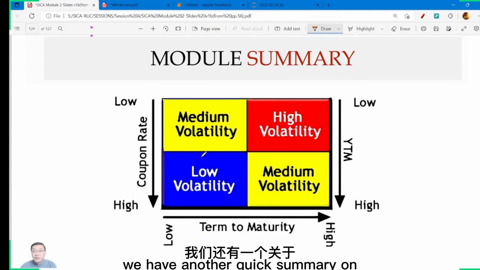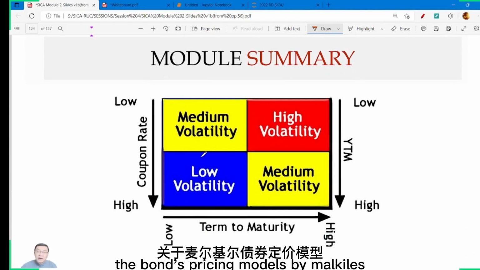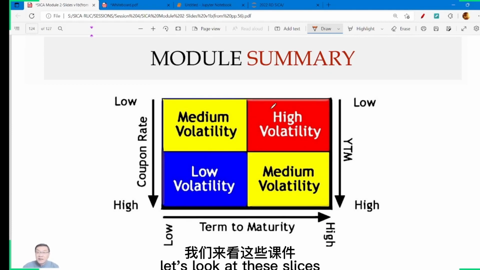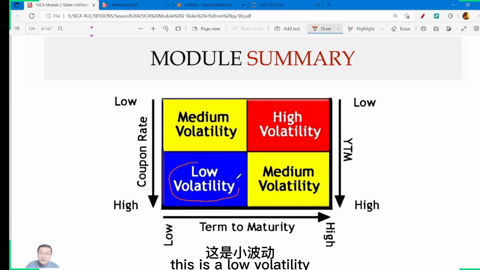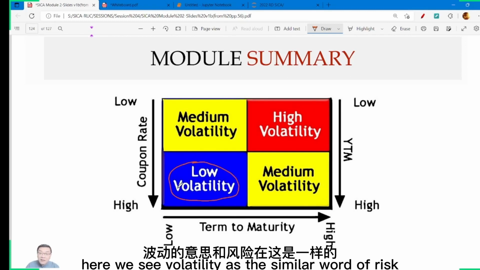We have another quick summary on the bond pricing models by Malkiel. Let's look at these slides. Pretty interesting. We have 4 situations described by 4 blocks here. This is low volatility. Here we see volatility as a similar word for risk.